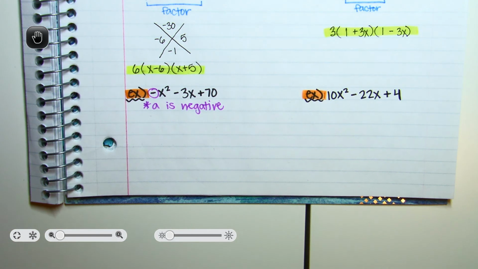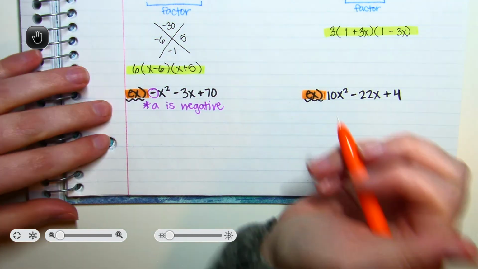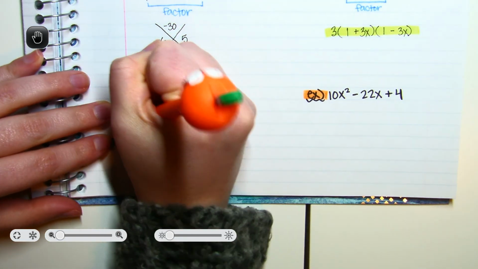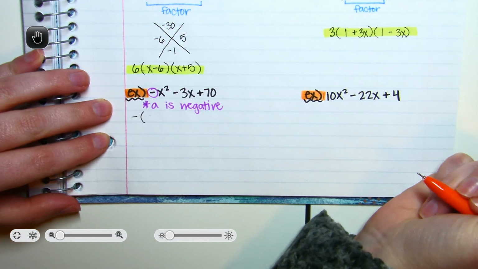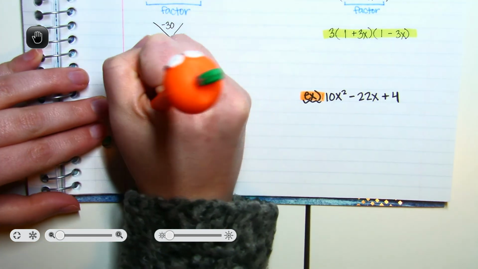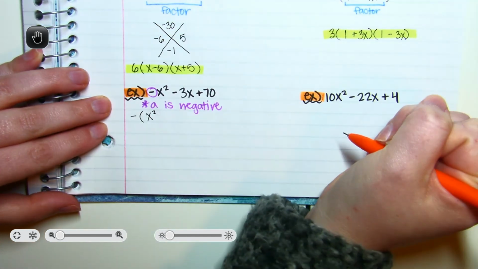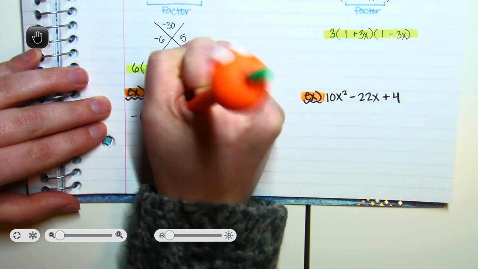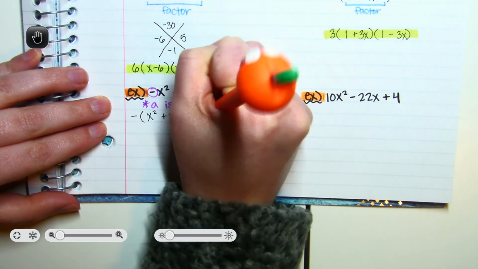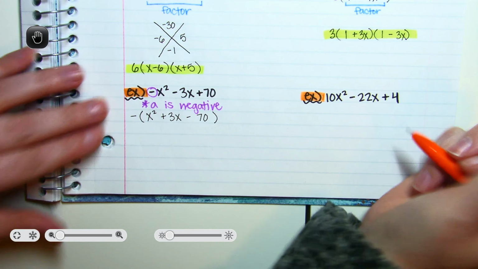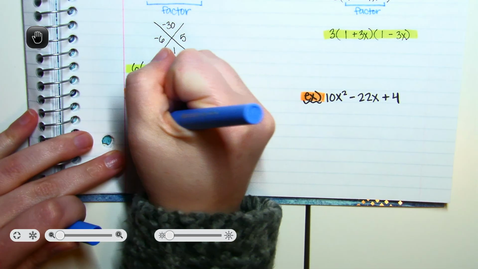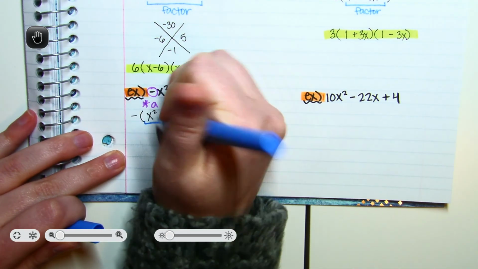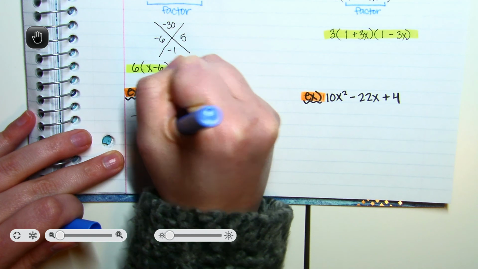So we are going to factor that out. I'm going to have a negative out in front, and then all of my signs are just going to switch. So it'll now be positive x squared, positive 3x, and negative 70. All of the signs switch. Now this thing that's inside of the parentheses, this is what I'm looking at now.